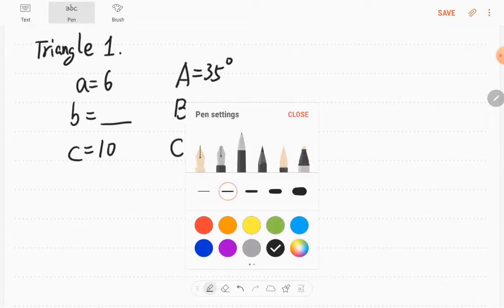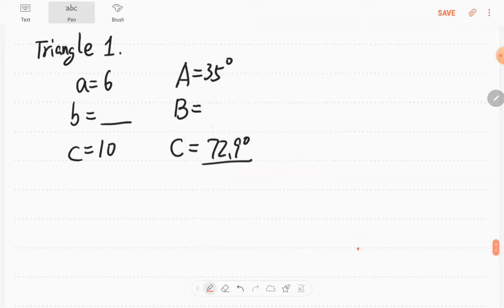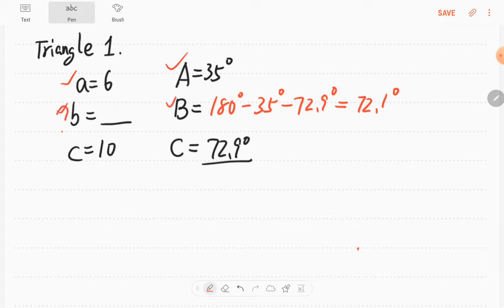Okay, so let's look at this angle. Since we know the angle C already, angle B is 180 degrees minus 35 degrees minus 72.9 degrees, which is equal to 72.1 degrees. So this is the pair we're already given, not the pair where we calculate, so there's no approximation error. Then we know this one and this one, and we need to calculate this one, right?